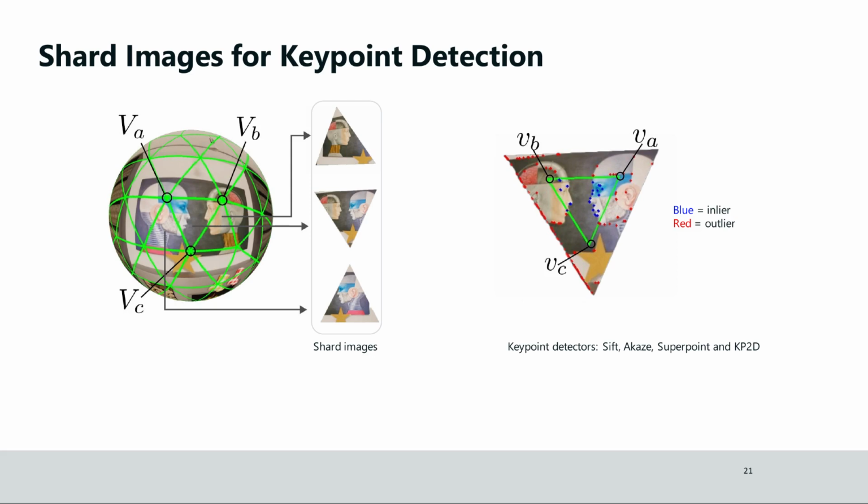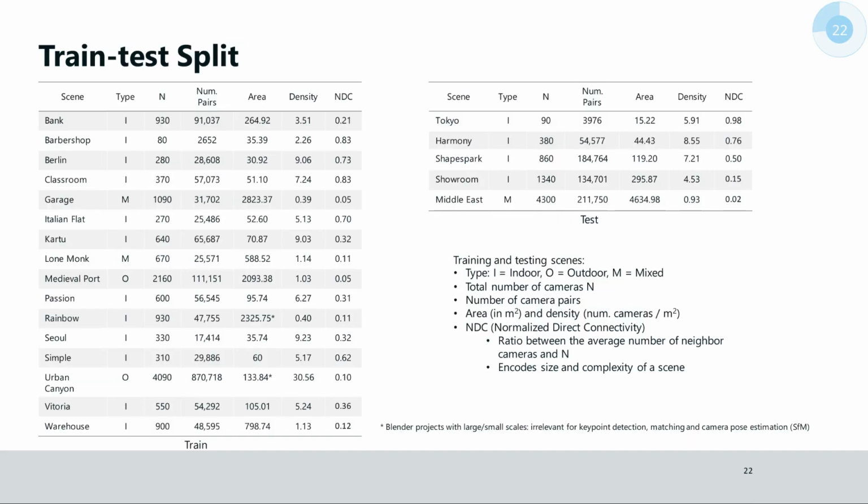Keypoints lying inside the projection of the local face, or the green triangle on the right, are regarded as inliers and mapped back onto the sphere. Inliers are shown in blue here. Those lying outside, the red ones, are regarded as outliers. Note that some outliers will be inliers on neighbor shard images. We repeat this for all keypoint detectors.